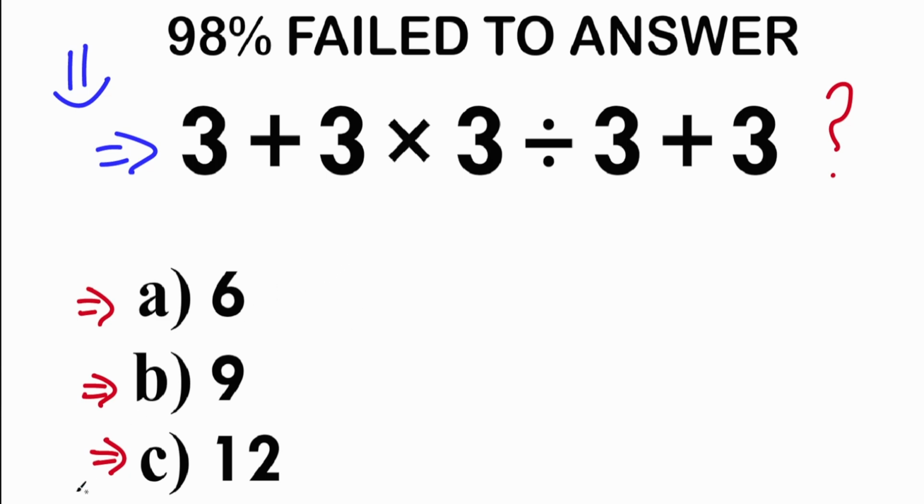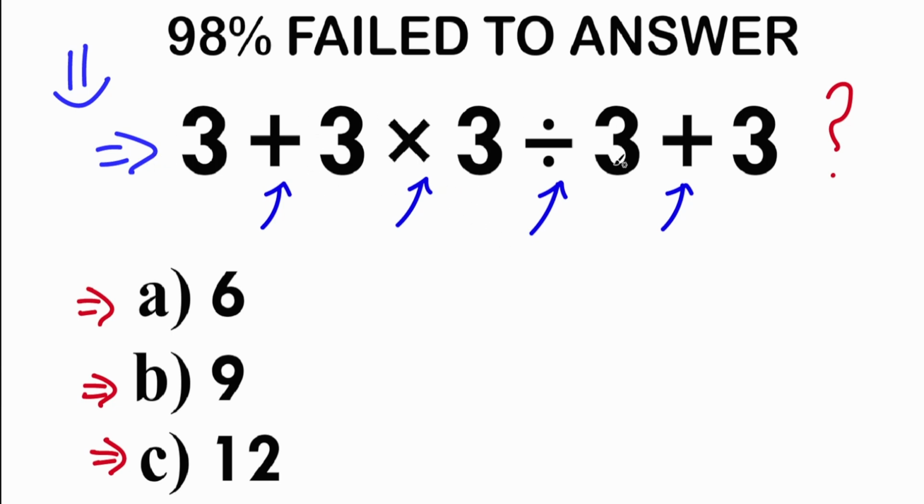Right, so let's look closely. What do we have right here? We have 3 plus 3 times 3 divided by 3 plus 3. So all the time we have 3. Right here we have addition, right here we have multiplication, right here we have division, and right here we have addition. So we have 4 mathematical operators, and here's maybe the main question: what is the correct order to perform these mathematical operators?